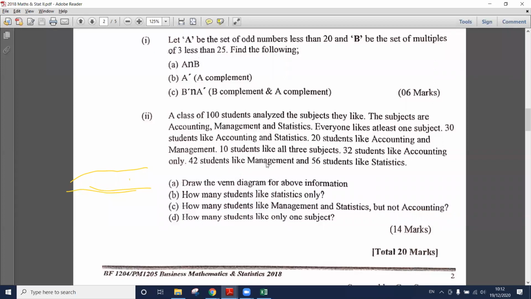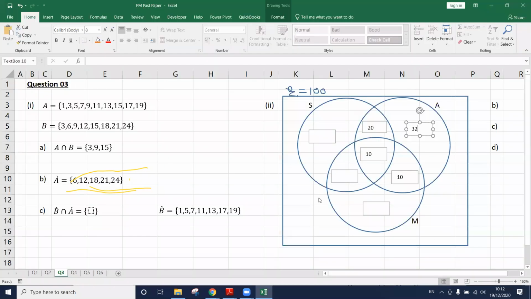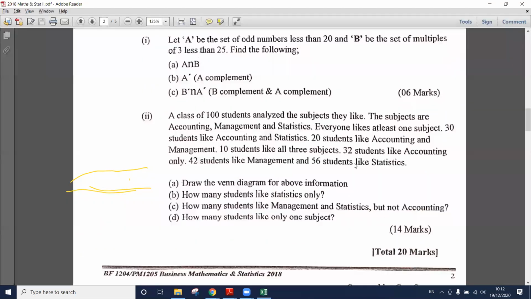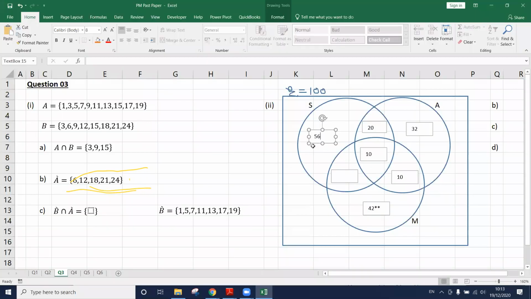42 students like management. Management only is the part inside this. 42 students like management, that is the total of all these parts. That is why I put star marks here. And 56 students like statistics. Statistics only is this part, inside the circle, altogether fifty-six.